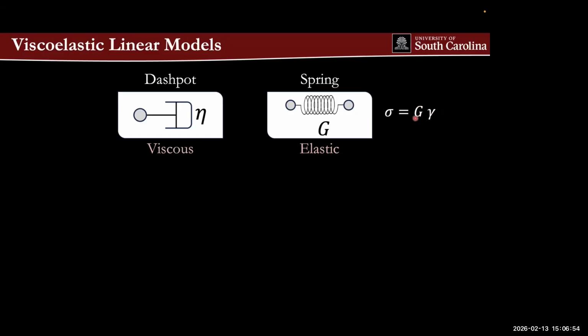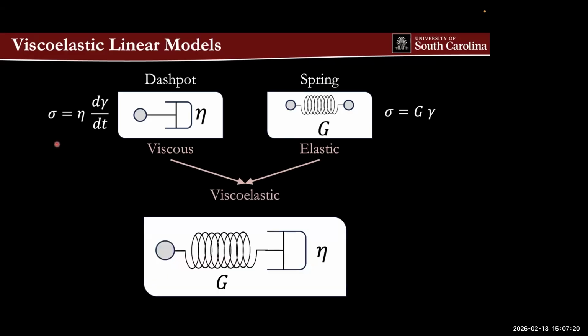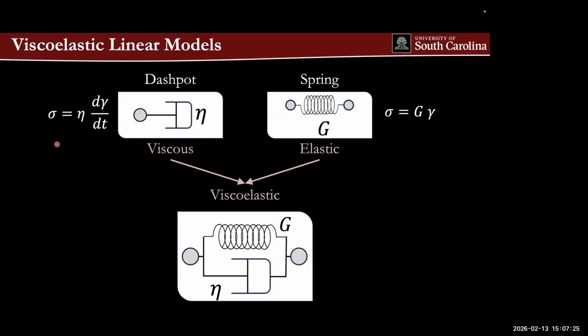So the stress, which is sigma, is going to be proportional to the strain, which is gamma, and the constant of proportionality is this modulus G, which is pretty much how stiff that spring is going to be. In the dashpot, the stress is going to be proportional to the strain rate, to the change of the strain with respect to time, and that constant of proportionality is going to be the viscosity eta. So obviously, if we want a viscoelastic model, the idea is that we're going to combine a viscous and an elastic element. The question is, how do we combine them? Do we combine them in series, or do we combine them in parallel? And the answer is both.